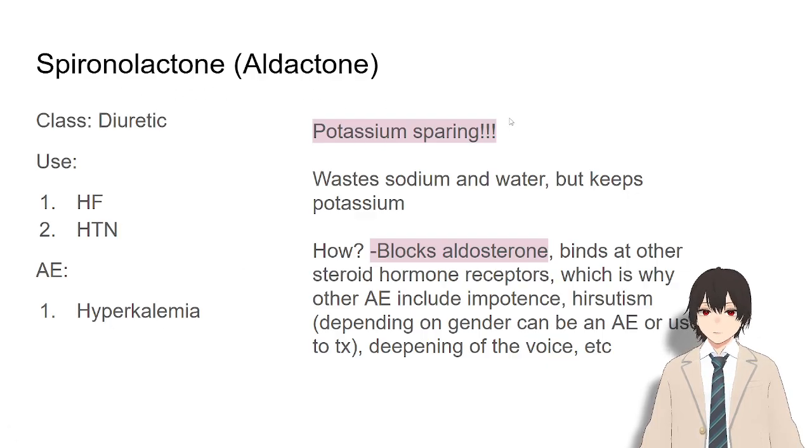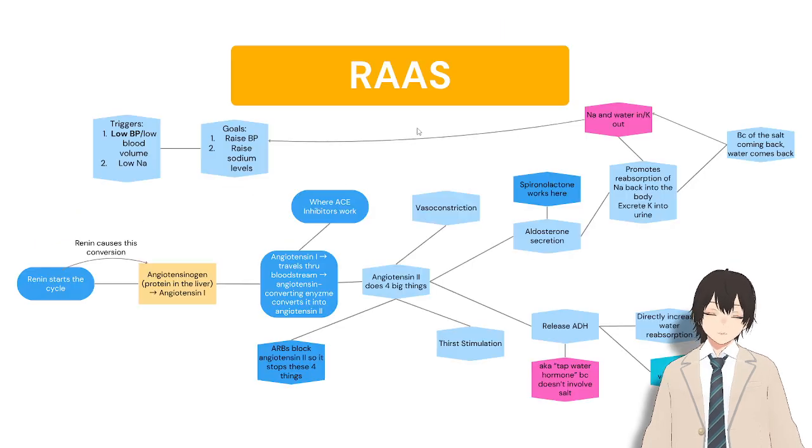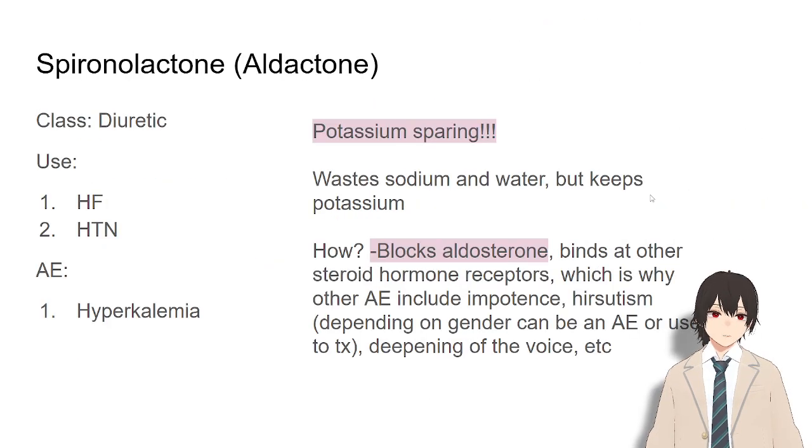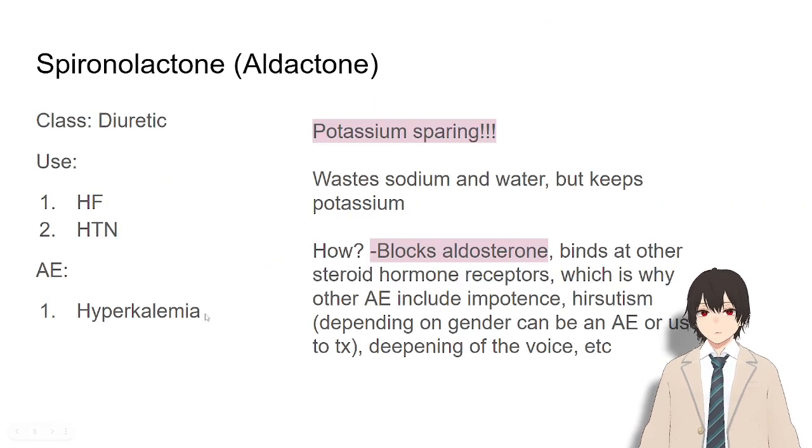Spironolactone is unique because it is a potassium-sparing diuretic, and if we go back to the chart, you can see why, right? Because this whole drug works here, which prevents potassium from being excreted, which is why you're going to have that increased potassium. So once again, be careful of the dysrhythmias, right?